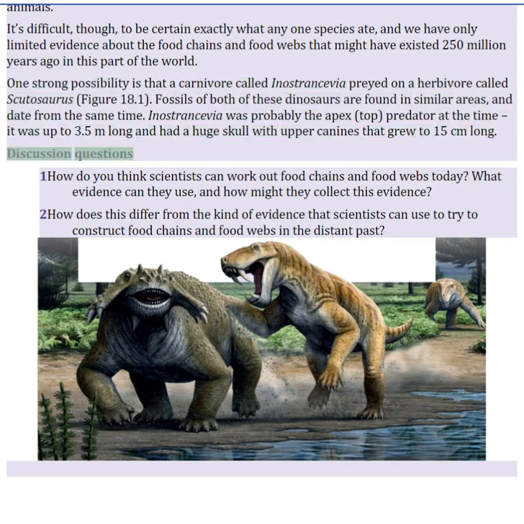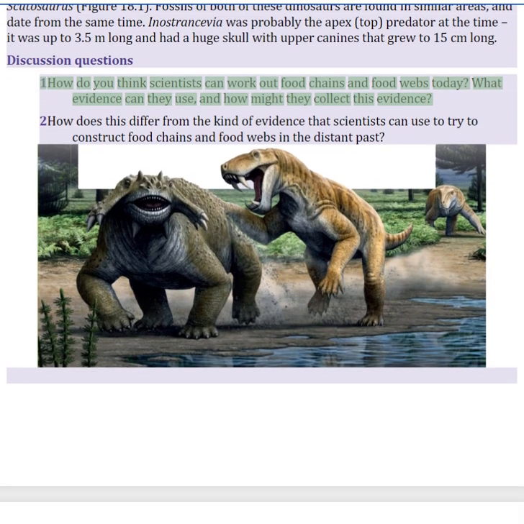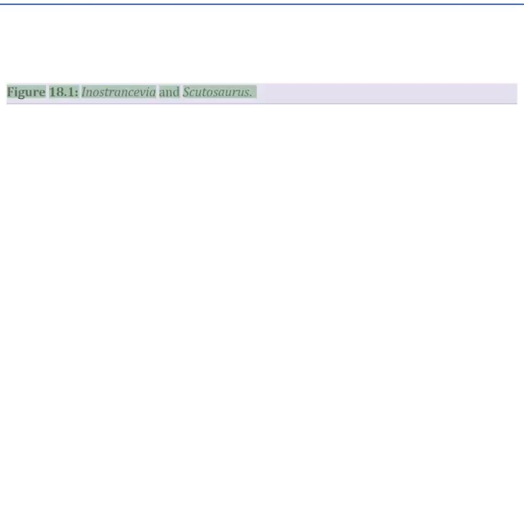Discussion questions. 1. How do you think scientists can work out food chains and food webs today? What evidence can they use and how might they collect this evidence? 2. How does this differ from the kind of evidence that scientists can use to try to construct food chains and food webs in the distant past? Figure 18.1, Inostrancevia and Scutosaurus.